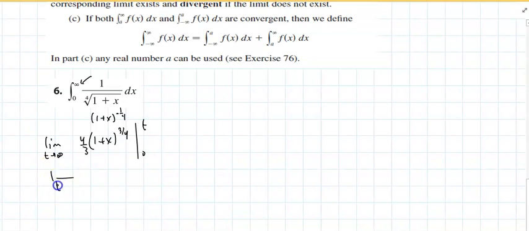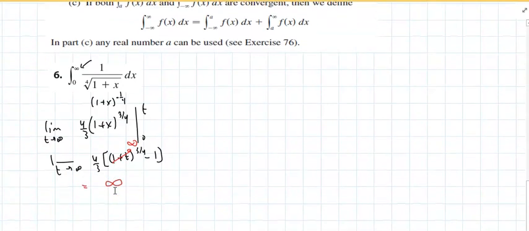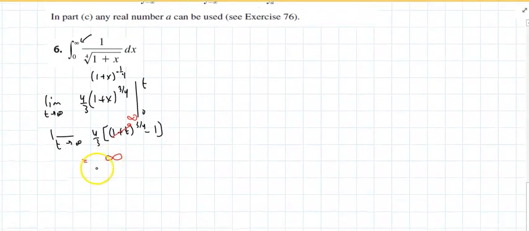That would be the limit as t approaches infinity of 4/3 times 1 plus t to the 3/4 minus 1, and that limit will approach infinity. And just like we did back in L'Hopital's, whenever this limit is an infinite or negative infinity, we say this type.